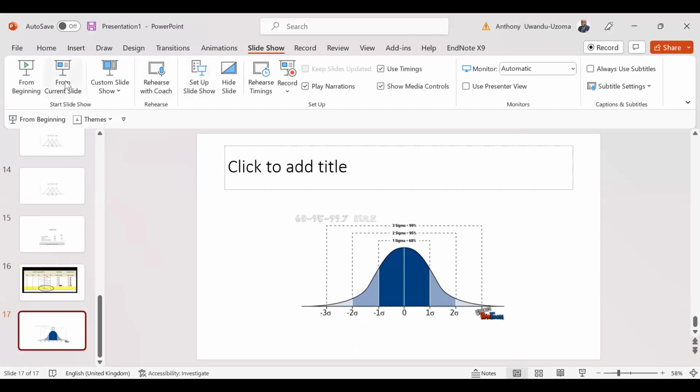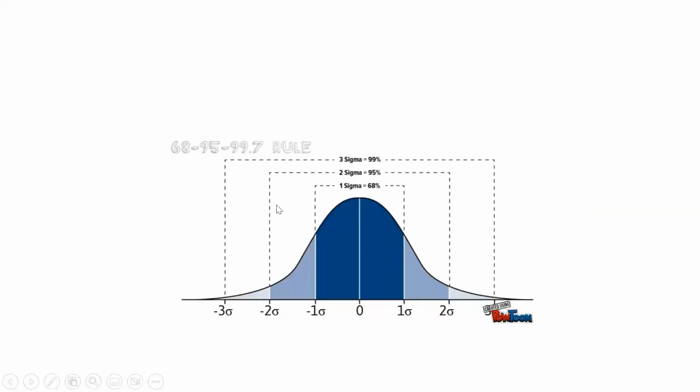Somebody was asking about standard deviation. Okay, so you have the 68, 95, 99.7 rule. For any study you do, 68% of the results will lie within the first standard deviation.